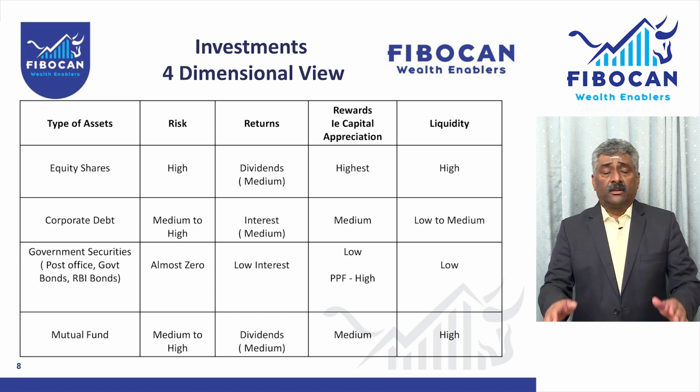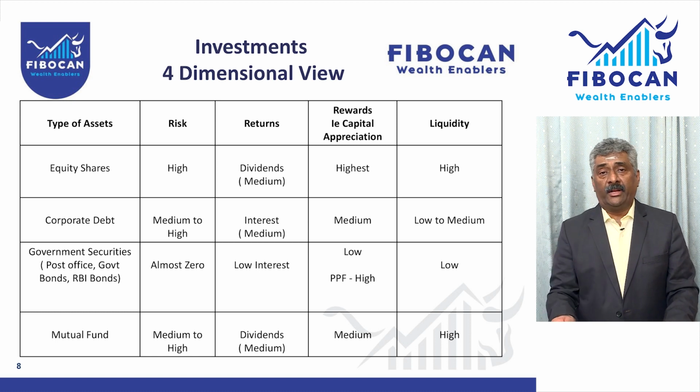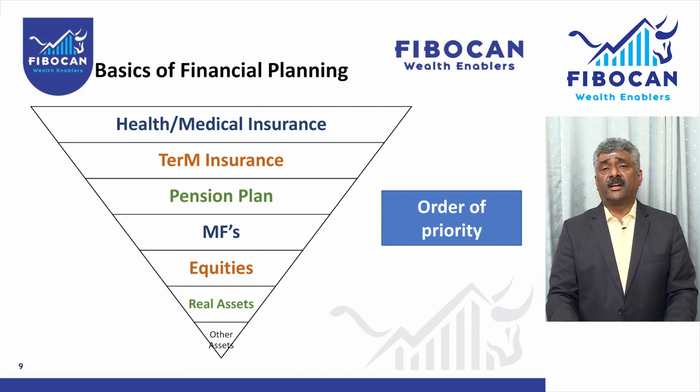So, hence in the 4-dimensional view, once again I place emphasis on the liquidity aspect. I am sure by now you will agree the liquidity of equity is high, corporate debt is low to medium, government securities is low, and again mutual funds is high. Why? Because of open-ended and closed-ended funds. Open-ended funds buy at NAV price, and a closed-ended fund is listed on a stock exchange. With this we will go to the last slide. It is the basics of financial planning.